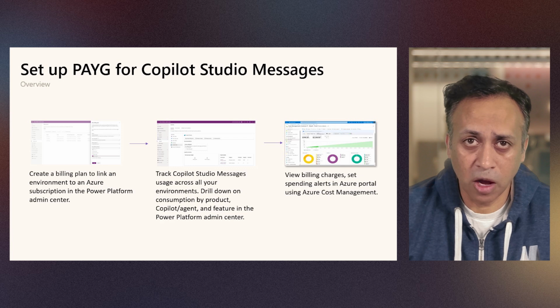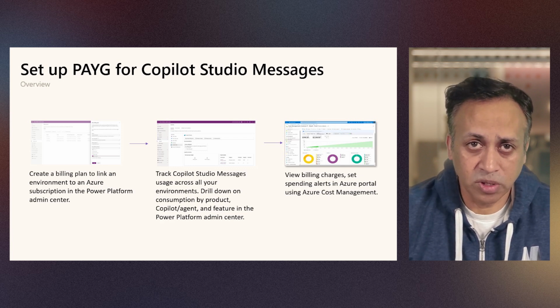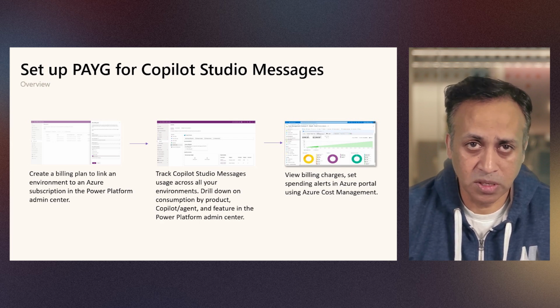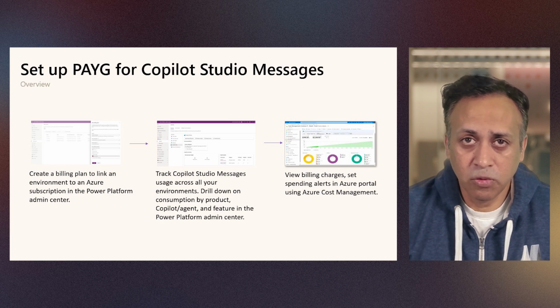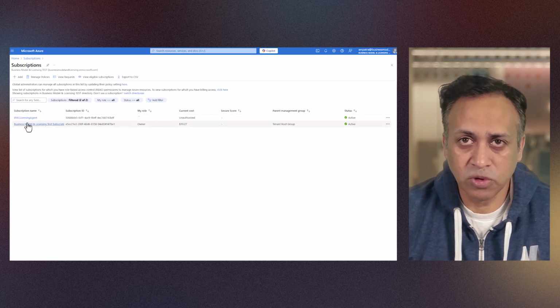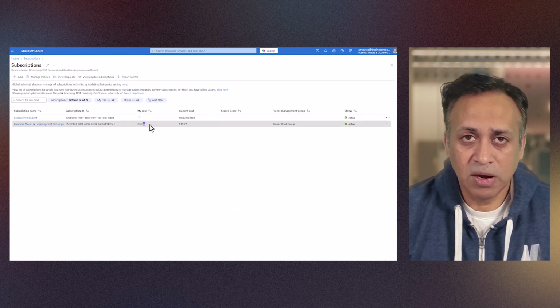Now, let's talk about how pay as you go setup works. In order to set up pay as you go, you would need access to an Azure subscription. You have to create a billing plan, which acts as a link between an environment and an Azure subscription. You can set that up in the Power Platform Admin Center. You can track your Copilot Studio message usage across all your environments and drill down on consumption by product, Copilot Studio agent, and feature in Power Platform Admin Center. The other step, you can view your billing charges and set spending alerts in Azure portal using Azure Cost Management. Now let's go over the steps.